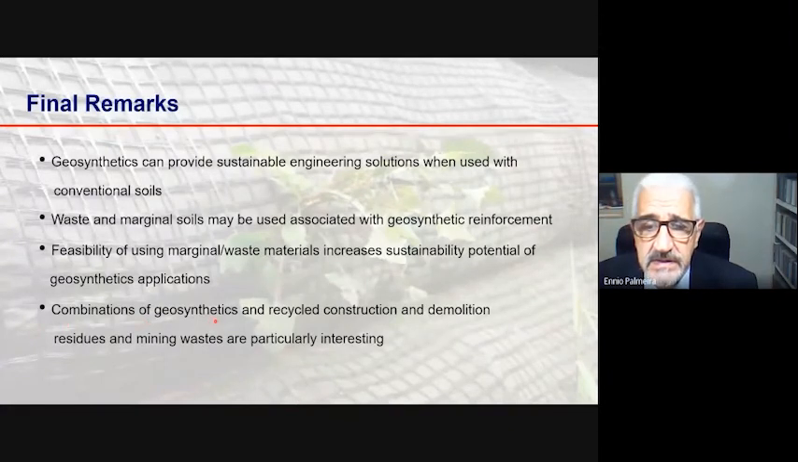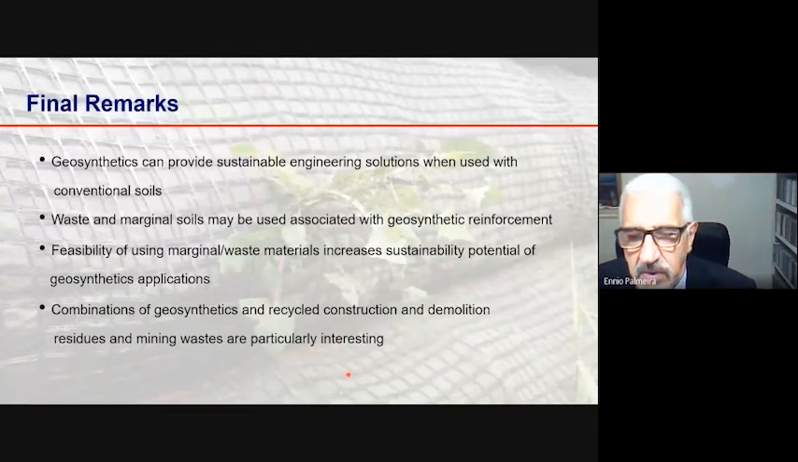And the combination of geosynthetics and recycled construction demolition residues and mine waste is particularly interesting because a huge amount of recycled construction demolition residues and of mine waste is generated on a daily basis. So the use of such construction materials will certainly provide a better use of this material instead of disposing of them in landfills or in nature, causing important environmental impacts.